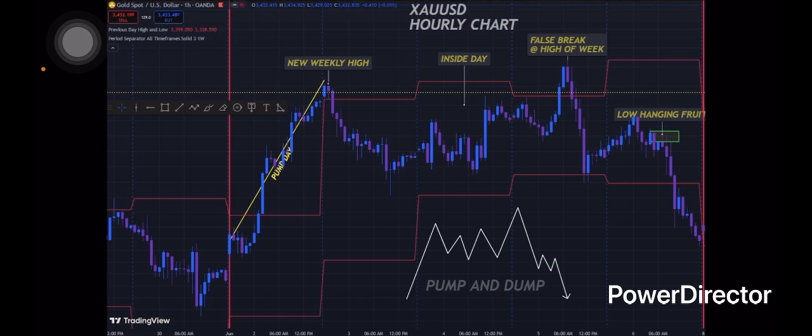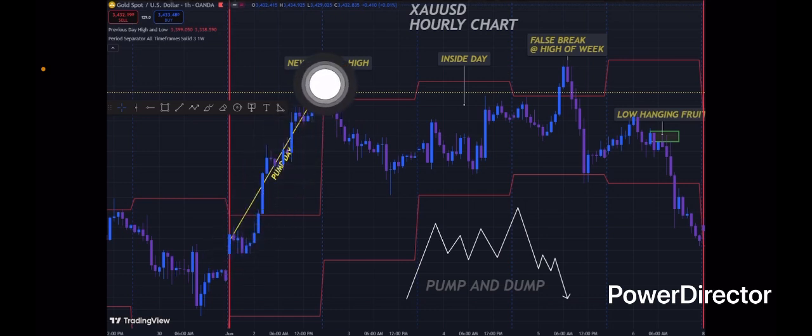Now, we know from following Stacy Burke's work that we are only trying to enter the market at 3 different levels: the high of the day, the low of the day, or the previous day's closing price. All right? Keep that in mind. Now, here we're looking at the hourly chart for gold from 2 weeks ago. All right? You can see here on this Monday, we have a nice trending day, a pump day.